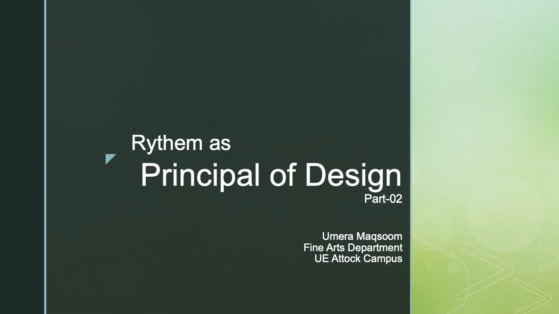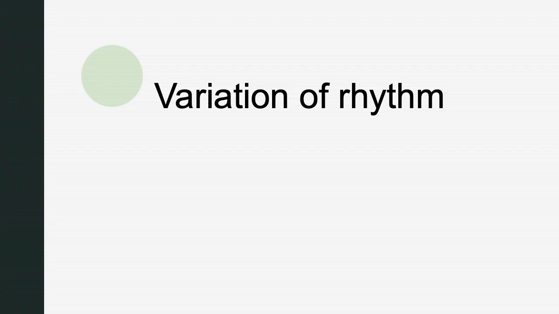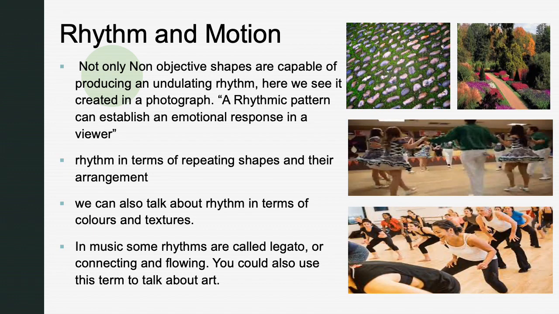This is the second part of our rhythm as principle of design. This is one of the categories of variation of rhythm. How it is varied we will see in these slides. First of all, rhythm and motion. Not only non-objective shapes are capable of producing an undulating rhythm.